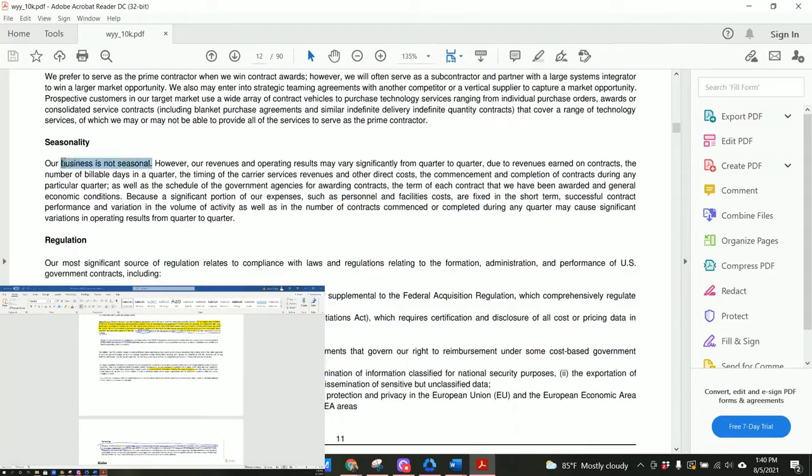Business is not seasonal. That's not important for most businesses. If it is, that's when I would add it to the notes. But it's saying it's not seasonal. Because of that, I'm not going to add it to the notes, since that's the same for most businesses.